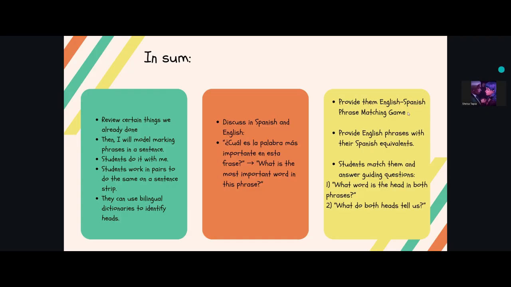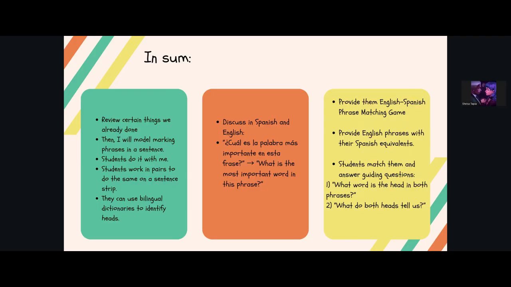I would provide them an English and Spanish phrase matching game. That would be the sentence strips, which can also tag along so they can see how it looks. And I would also provide examples of sentences in English and sentences in Spanish, same thing. Provide English phrases with their Spanish equivalents. And again, students match them and answer guiding questions, so they're not just matching them at random. They have to explain it to themselves, or explain it to me when I check up on them, like why they chose it.